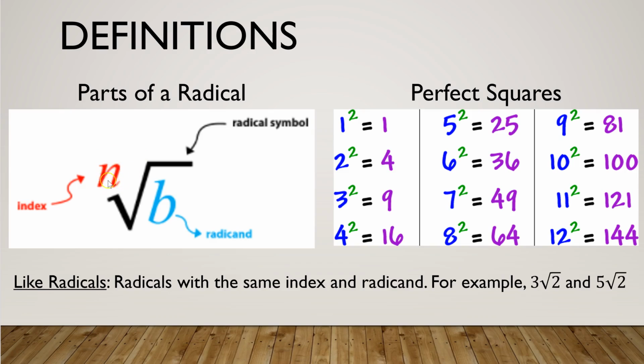There's the index, which is a number kind of like an exponent. It's a small number in the tiny corner of the radical symbol. There's the radical symbol itself. It kind of looks like a check mark. And then the radicand is the number inside of the radical symbol.